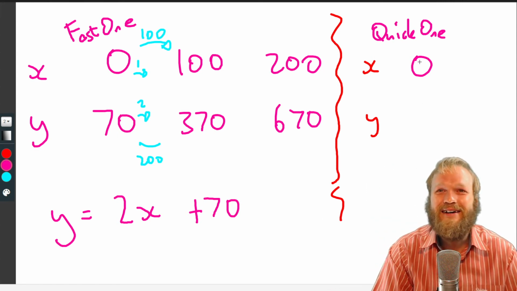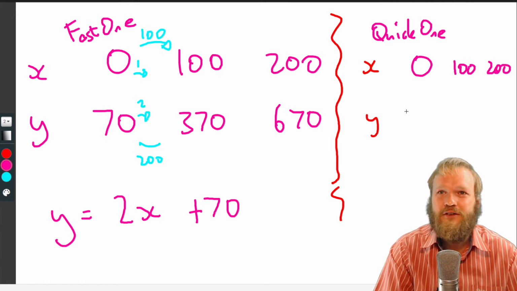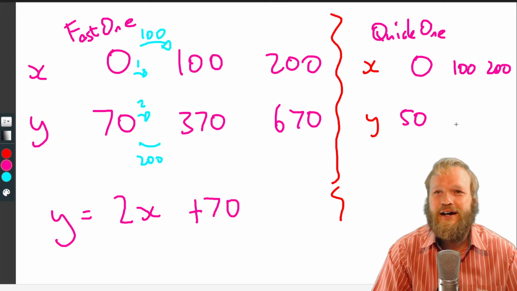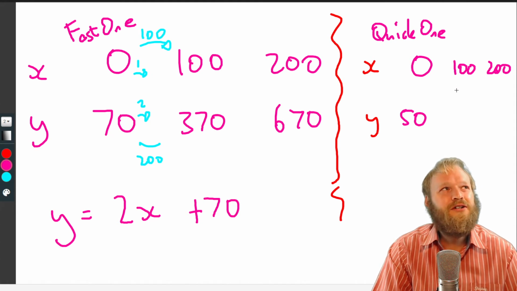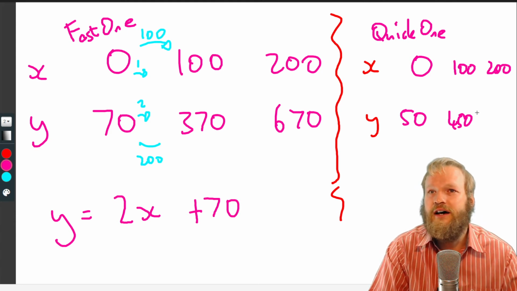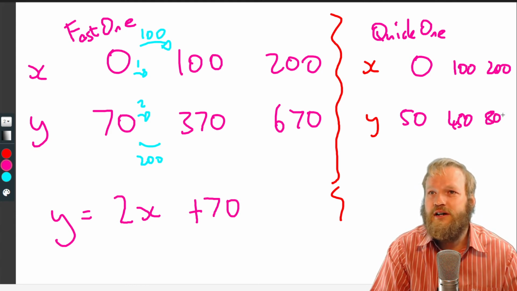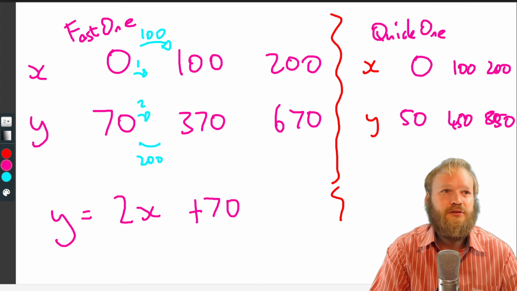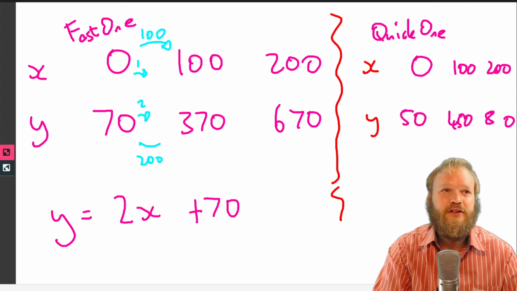So let's say this one had 0, 100, 200, and for this one you spent 50 Rand if you didn't go anywhere, and after that it goes up by 400. So then it's going to be 450, and up by 400 again, 850. Well, winning at life, 850.